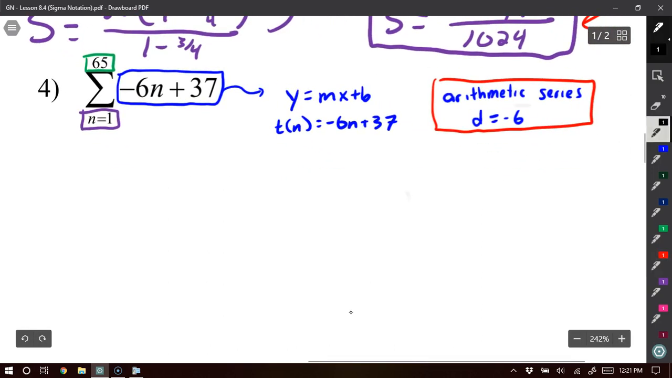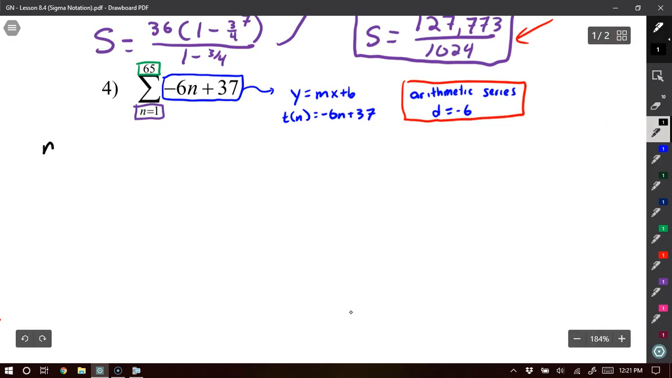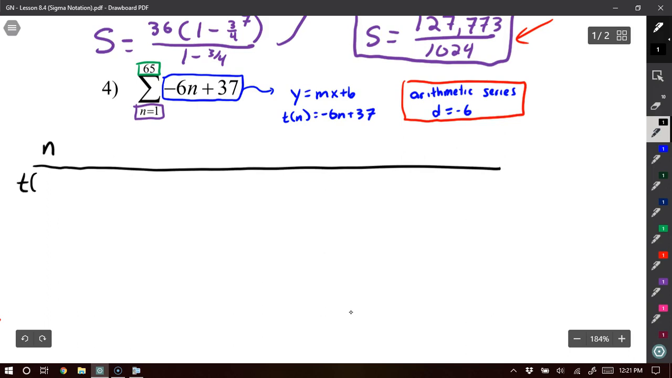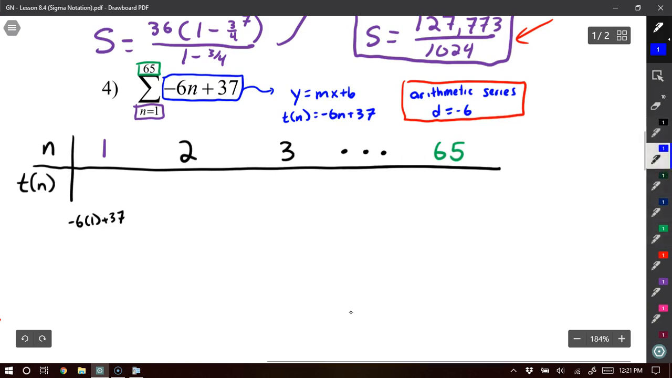Now I'm going to list out the series for it. So I'm going to look at like a table. I have my position, and I have the term at that position. We are being told we're starting at position 1. And we're then going to go to position 2, then position 3, then dot, dot, dot. It tells us we are stopping at position 65. And then I'm just going to do the input. For the first term, -6 times 1 plus 37. And so that first term is 31.